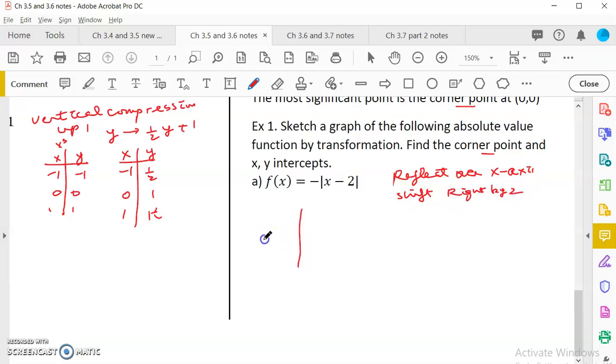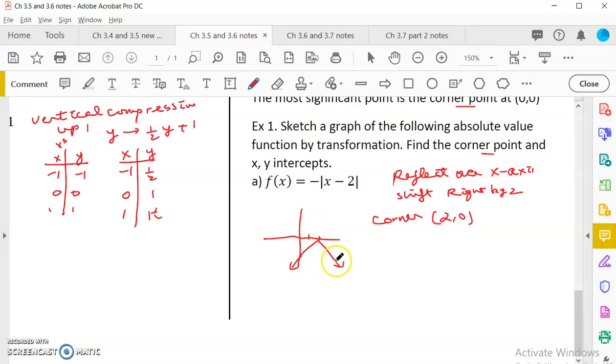Usually we do the vertical first, but you can do the horizontal first. So I would do right 2, so it should be like this, right? And then I do a reflection, it looks like that. So this is our corner point. You only moved it to the right, so the corner point is (2, 0).